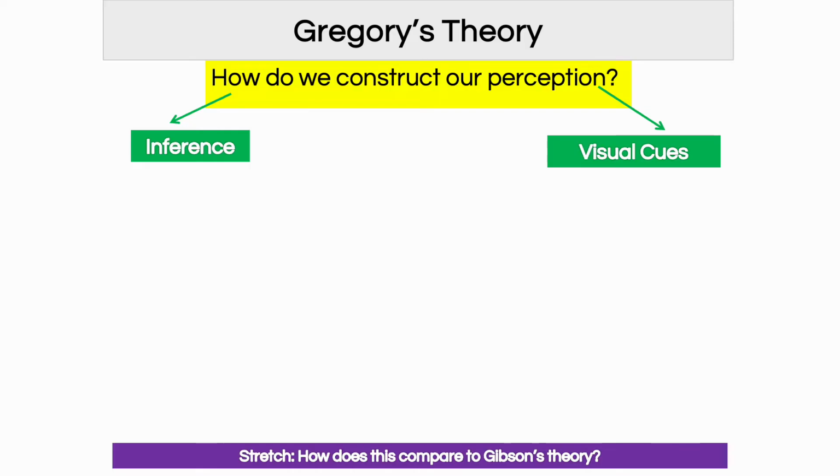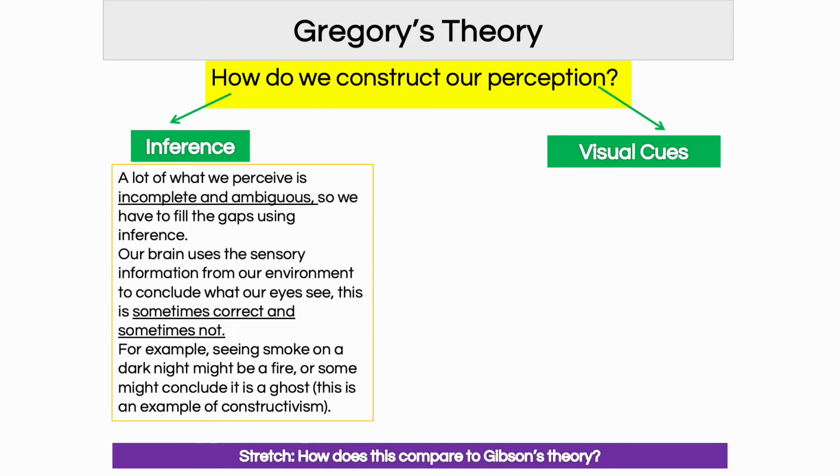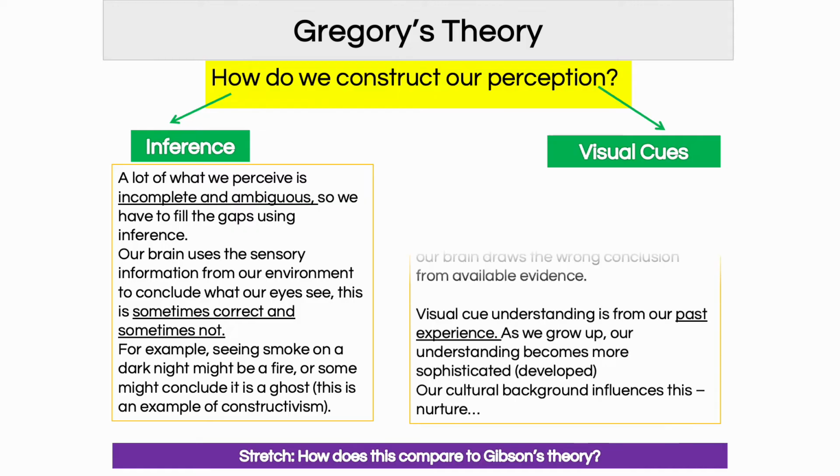So our brain uses the sensory information, so the visual information on what our eyes can see, which is sometimes correct and sometimes not. So we use inference, we fill in the gaps using an educated guess. So for example, seeing smoke on a dark night, we might infer that to be fire, or someone might infer it as a ghost. It depends on your personal past experiences, your nurture, and how you are ready to perceive the environment around you. And then secondly, visual cues.